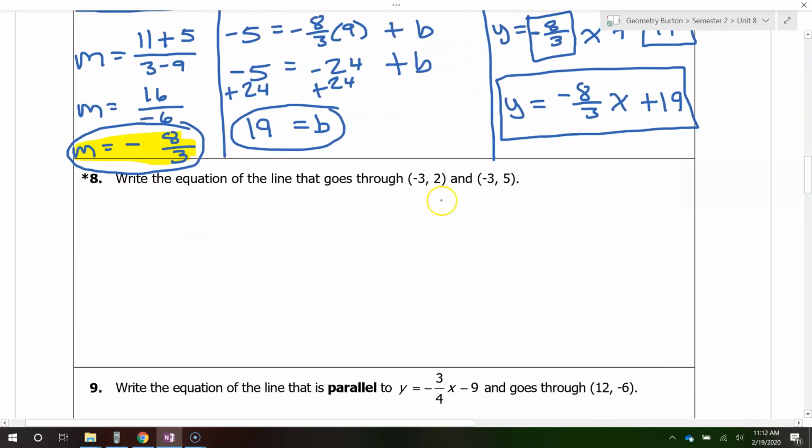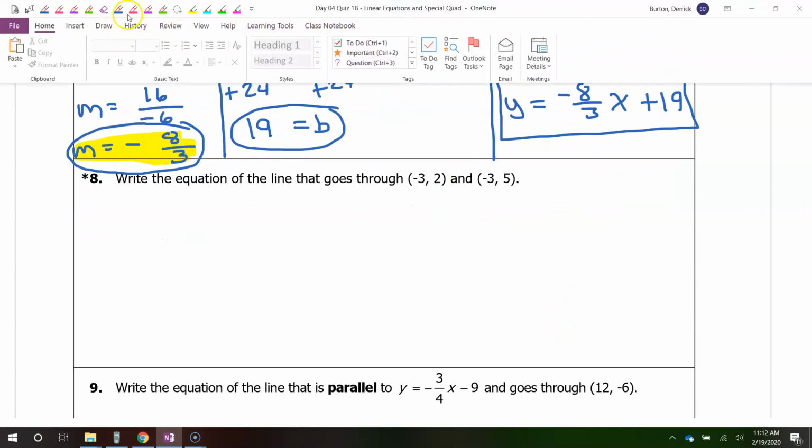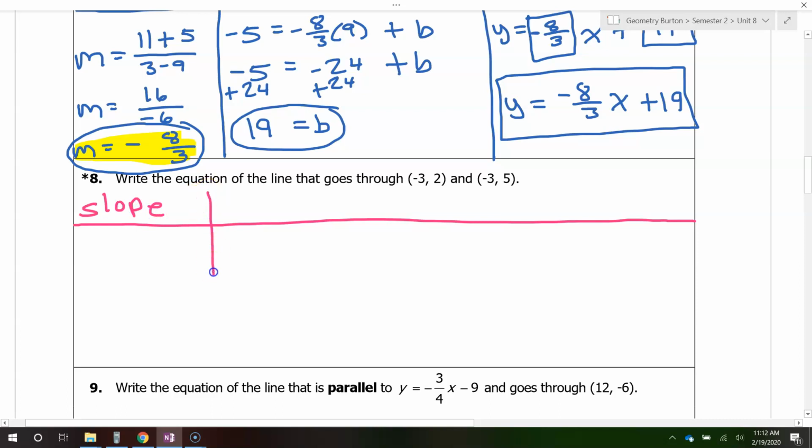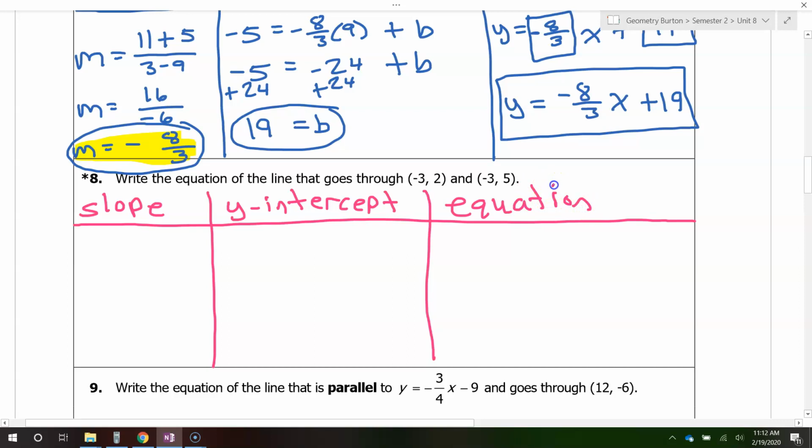All right, how about number 8? I will use the same strategy. All right, I love to use my graphic organizer, and I highly recommend you do the same. So I'm going to have slope right here. Then I'll do my y-intercept. All right, and then we will write the equation. But you know, when I write the equation, I'm just trying to plug in the slope and the y-intercept. That's all.